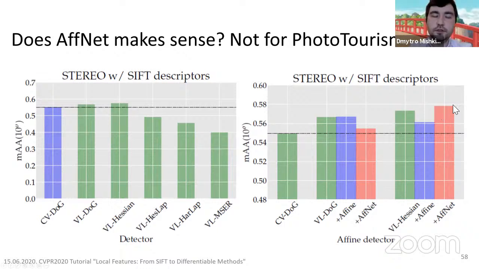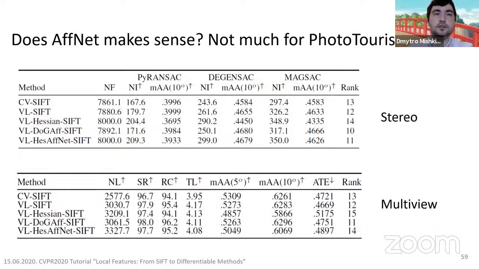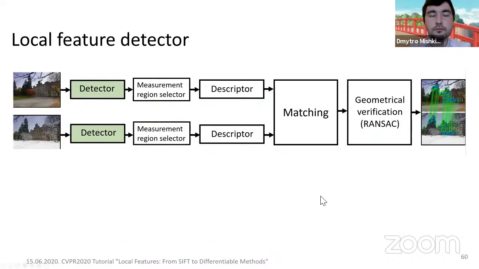For the non-extreme viewpoint changes, it does not worth it. And this is, I think, for just specific numbers, the test set, and you can see that, okay, you can improve very little here, or for multi-view again, DoG affine versus SIFT is even a bit worse. For Hessian it improves, but still worse than SIFT, so not that huge difference.